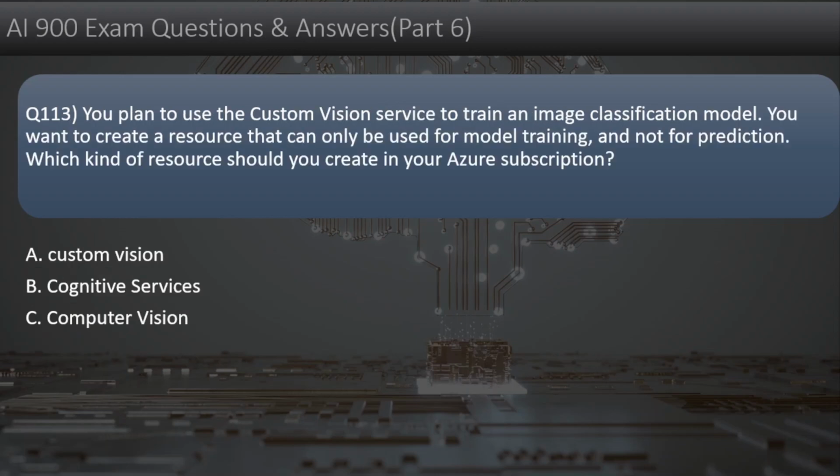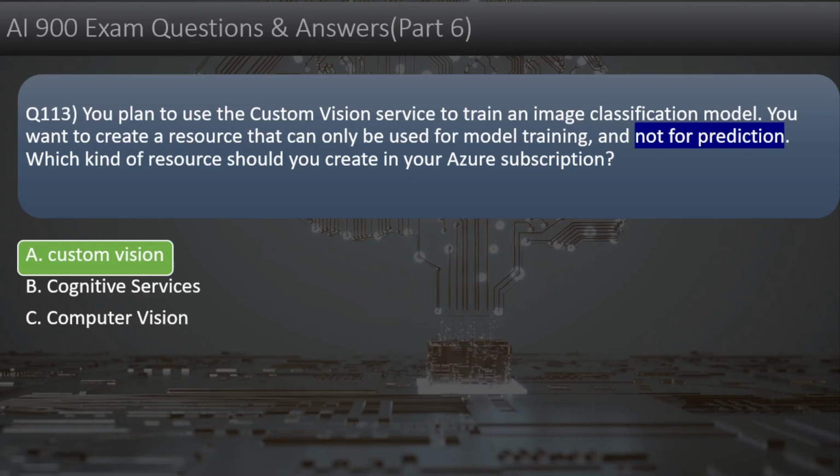You plan to use the custom vision service to train an image classification model. You want to create a resource that can only be used for model training and not for prediction. Which kind of resource should you create in your Azure subscription? Option A, custom vision. Option B, cognitive services. Option C, computer vision. The correct answer is option A, custom vision.